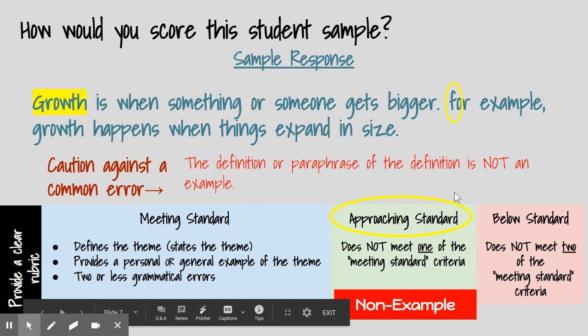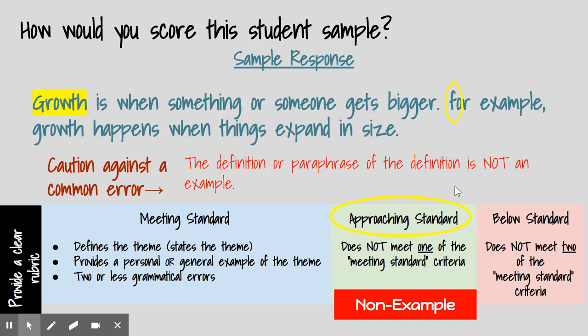Here we have an example of a non-example. Here we have a sample that is a non-example. And what's going on here is the student has provided the definition twice in different words. So they're actually missing an example of growth. They just describe what growth means, but they don't give an example. Okay, and this is a common mistake that students make.